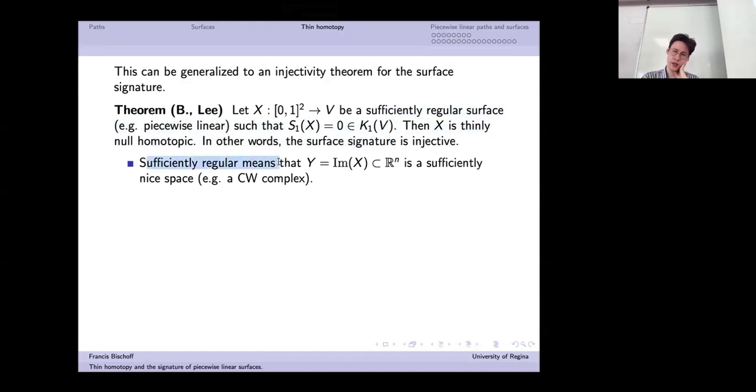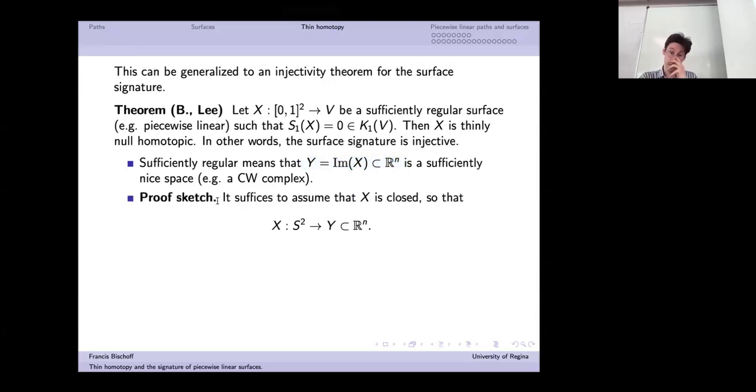What I mean by sufficiently regular is that the image of the surface has to be sufficiently nice. For example, it could be a CW complex. A general image of a smooth surface could be horrible. Because it's horrible, we don't yet know how to deal with it. We have an approach, but we haven't been able to make it completely work yet. But for sufficiently nice surfaces, this will work, and the argument is very simple.